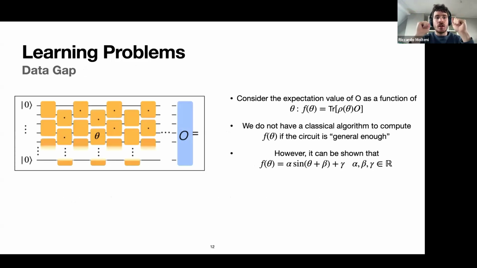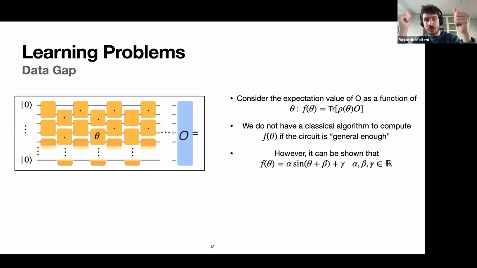So let me give you an example of why data can change the hardness of a problem. Consider a quantum circuit. In the middle of this quantum circuit, there is a parametrized gate, parametrized by theta, like a rotation gate, for example. I define the function f of theta as the expectation value of an observable on that circuit with respect to theta, the parameter of the gate. If the circuit around theta is general enough, hard enough, we do not have a classical algorithm which is able to compute f of theta for different theta.